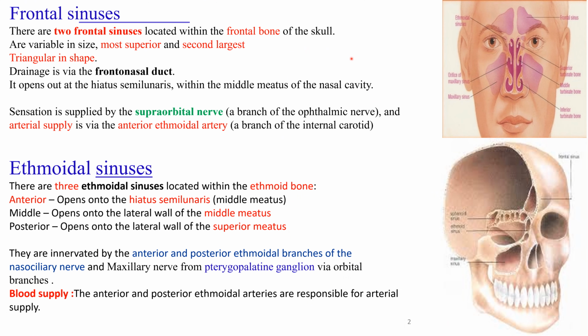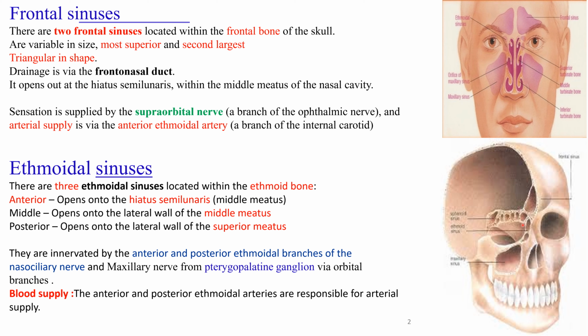The frontal sinus is smaller than the maxillary sinus. We have two, one on the left and one on the right, and they drain through the frontonasal duct. Sensation is supplied by the supraorbital nerve, a branch of the ophthalmic branch of the trigeminal nerve. The arterial supply is through the anterior ethmoidal artery, a branch of the ophthalmic artery.